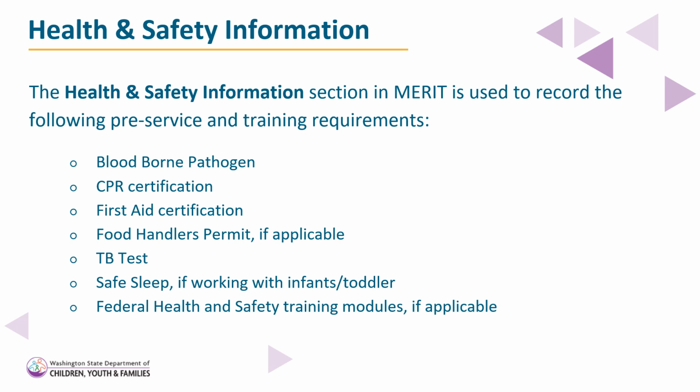Next is the Health and Safety Information section. This section is used to self-enter health and safety pre-service and training records such as bloodborne pathogen, CPR, first aid, food handler's permit, and the TB test. Kindly note that Safe Sleep and Federal Health and Safety Training modules are courses that are not self-entered in this section. These trainings are automatically recorded and verified in Merit once they have been completed on the DCYF training site, which is a separate platform.